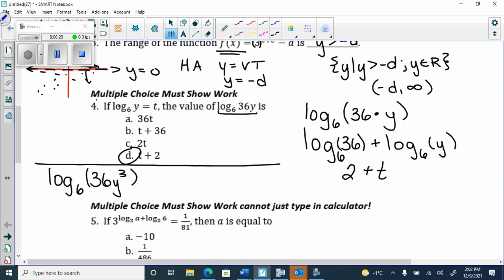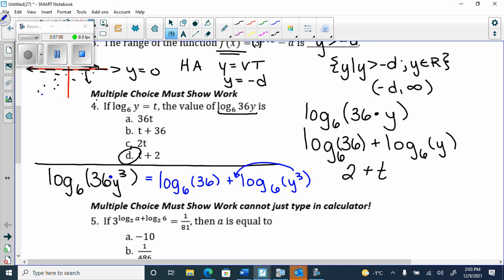This is the same as saying 36 times y cubed. Do we agree? So we could expand it as log base 6 of 36 plus log base 6 of y cubed. Now the error lies here in the fact that people want to take log base 6 of y, which is t, and then cube it, which I can't do. I only have log base 6 of y cubed. What can I do to get log base 6 of y? You could drop the 3 in front of the log.